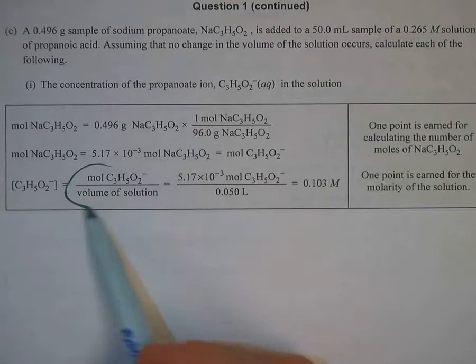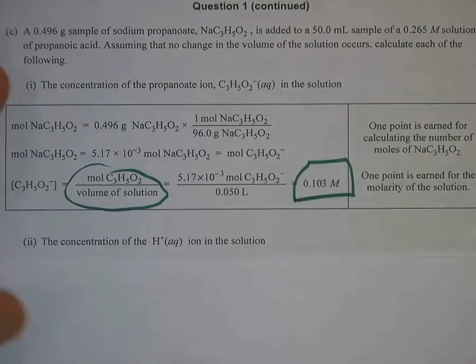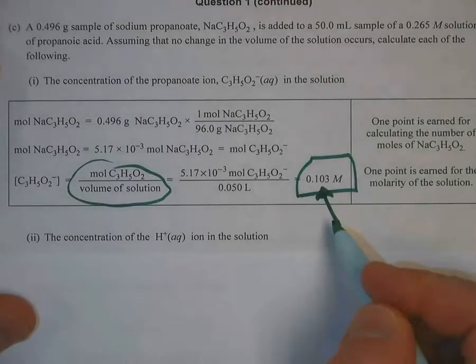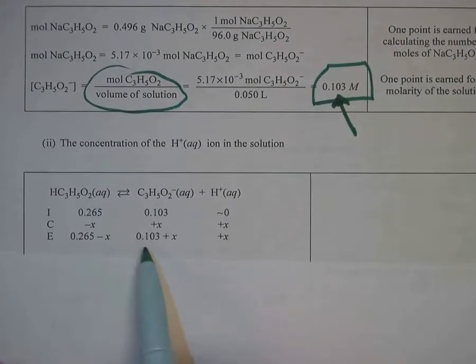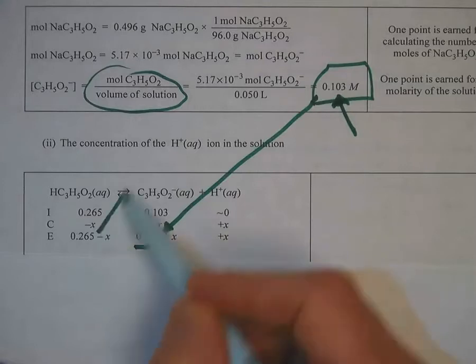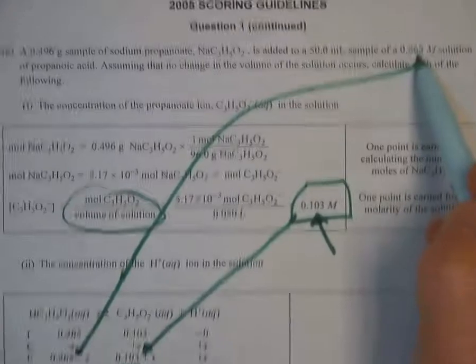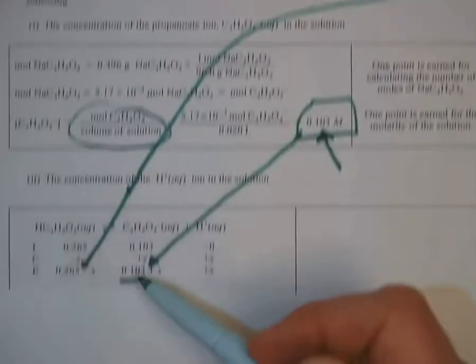Divide it by the liters of solution right here. And here turns out to be the molarity of the propanoate ion in solution. The concentration of H plus in solution has now been affected by having this stuff in there. ICE table it. You can see here's the concentration that you calculated up above right here. Here's the concentration that it started with way up here at the top of the question. You can notice how the question scaffolds on itself. Information here can be used way down here.